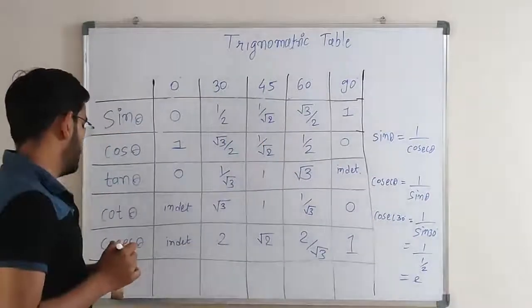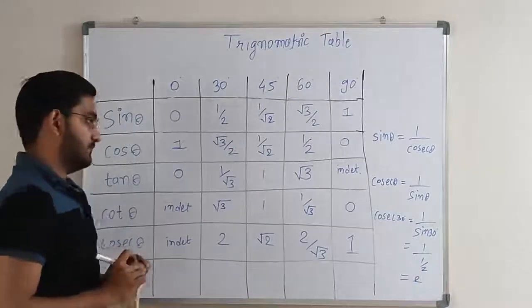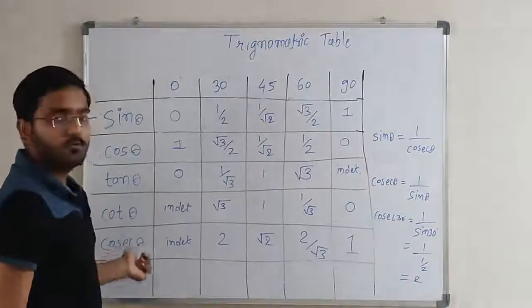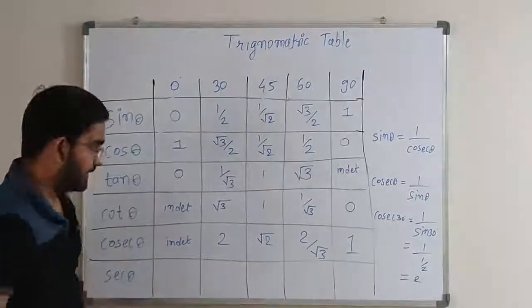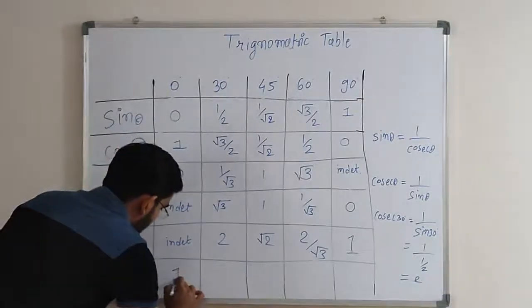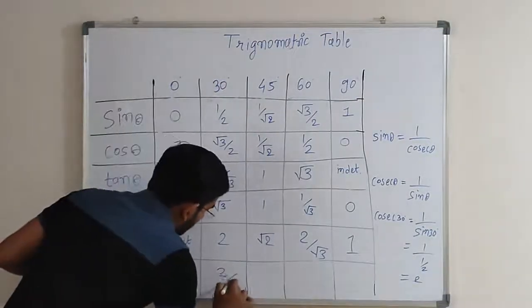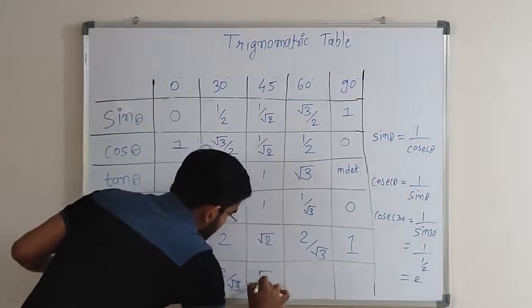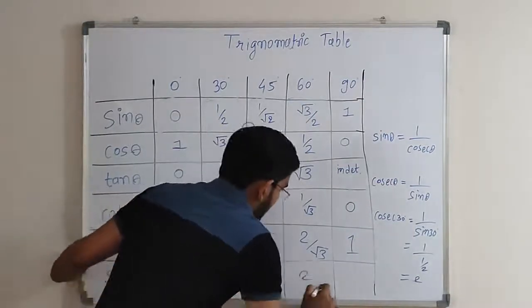Now if we find sec theta, it is the opposite order of cosec theta. So we can write 1, 2 upon root 3, root 2, 2 and indeterminate.